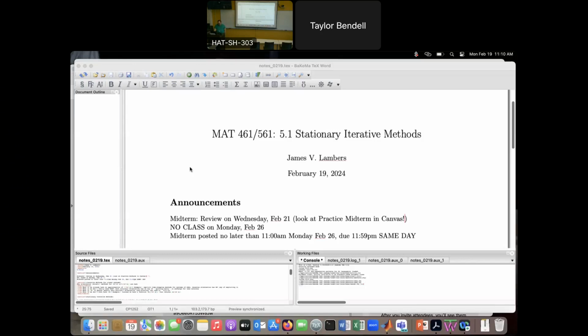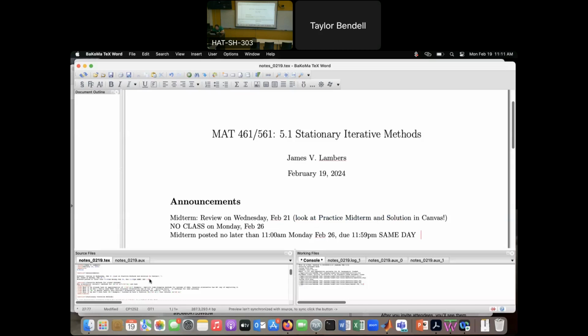This is the actual timing of the midterm, so you have the time period there. Be sure to take a look at the practice midterm and solution. That's what I'm going to be going through, as well as any general tips I might have. And just as a reminder, chapter 3 material.